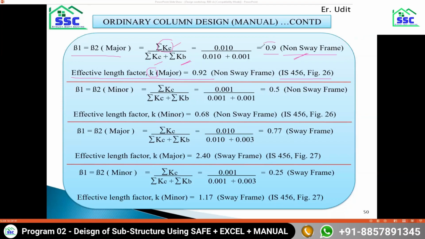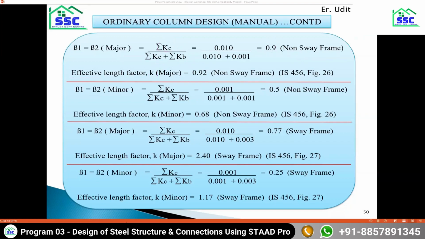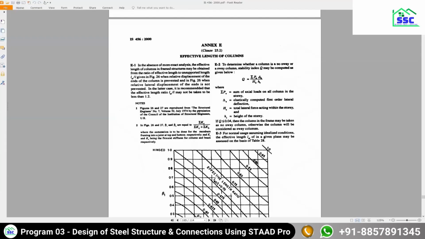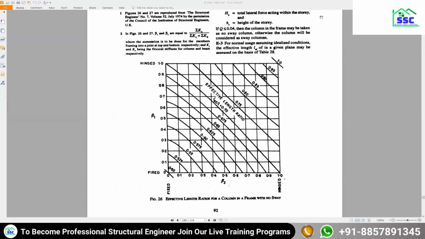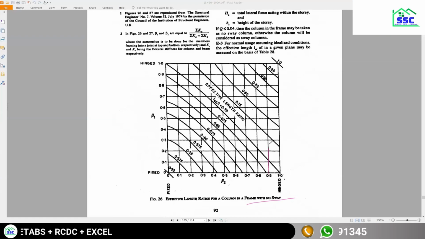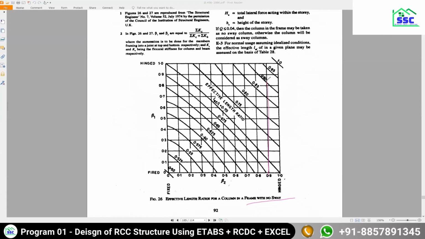So using beta 1 and beta 2 value as 0.9, I will go to IS 456 annexure E and I will show you the calculation of this. I hope that the code is visible to you guys. Now, since we have categorized our frame as non-sway and we got the beta 1 and beta 2 factor equal to 0.9, if I draw a straight line from here and go up to 0.9 and from here also 0.9, we are landing somewhere in between 0.9 and 0.95.